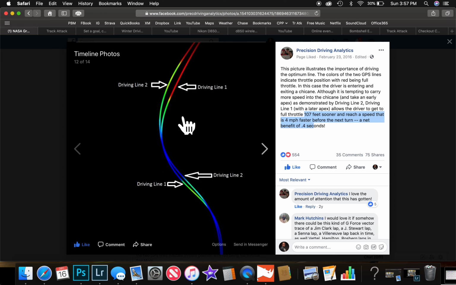Okay? So let's break this down. We want to do this. This technique was preferred over that. Let's break it down and take a look and see what's going on. Driving line number one, and then over here on the right side, driving line number two. Here's what I see. I see the driver of driving line number one taking this corner and prioritizing being on the left side of the track, right? So that we can hit a late apex and add a whole bunch of throttle and boogie down the track and go 4 miles an hour faster and save 4/10.